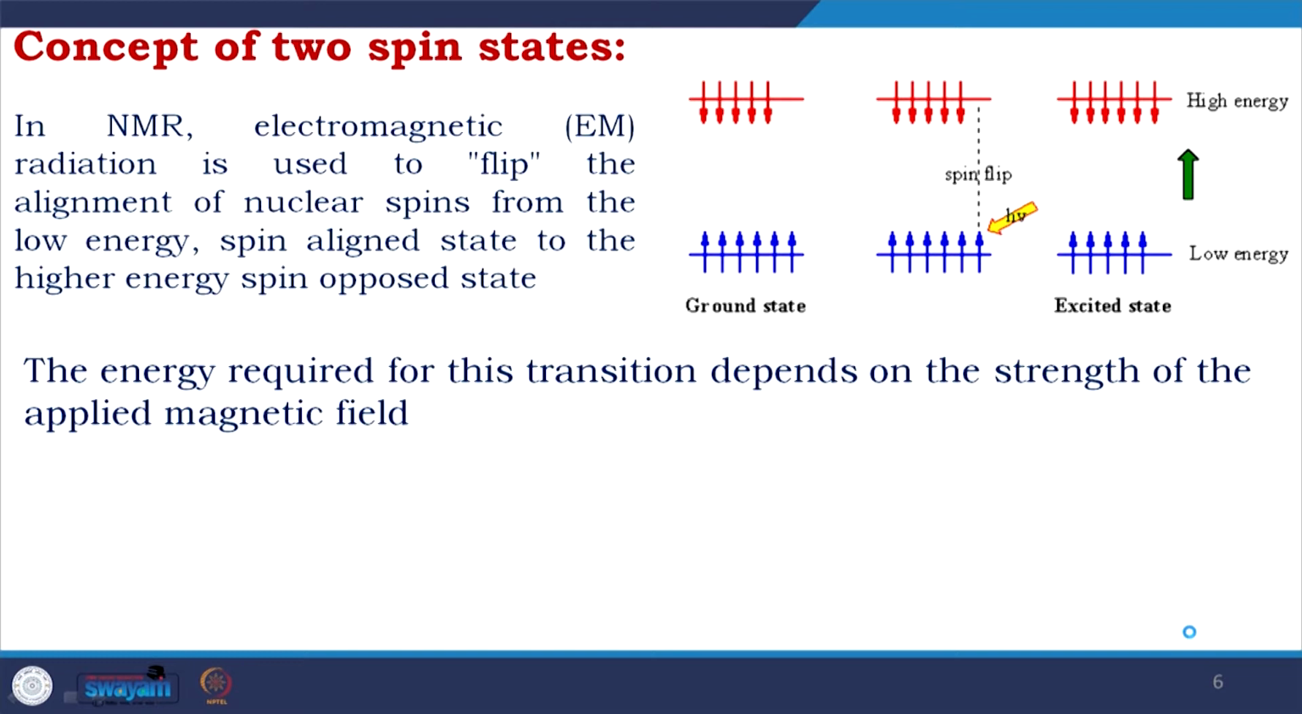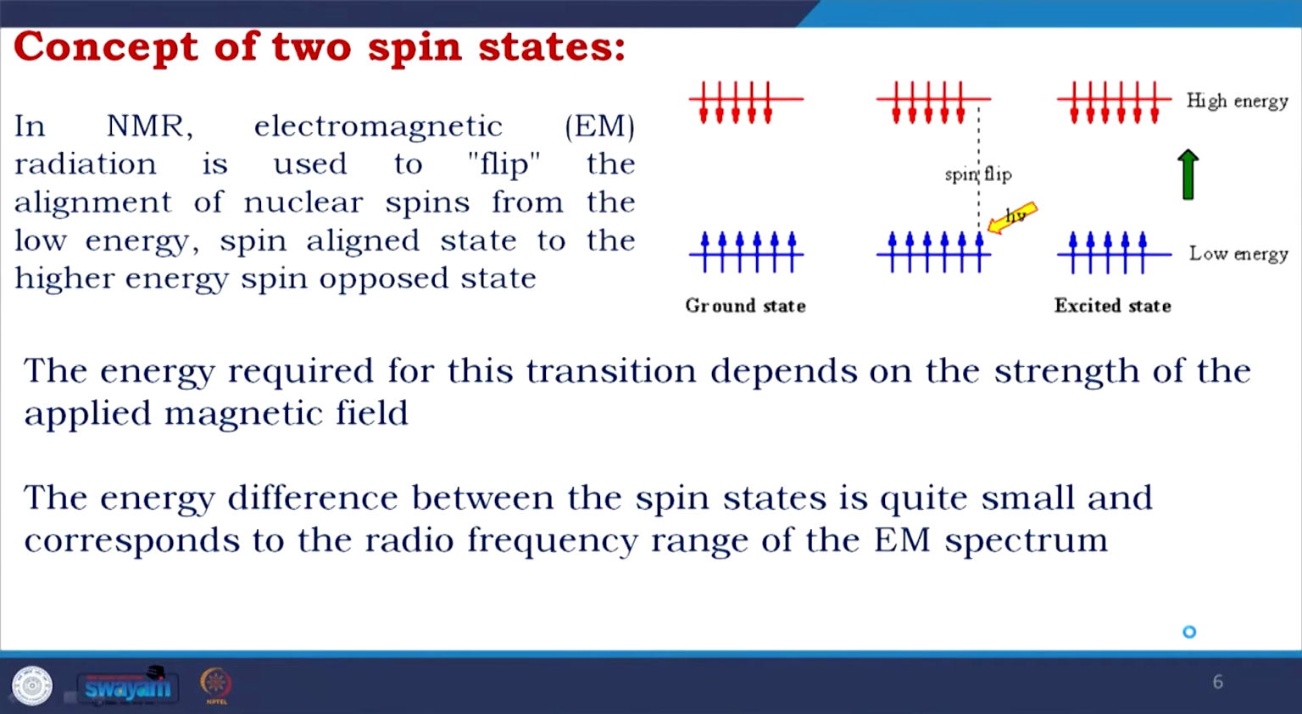The energy required for this transition depends on the strength of the applied magnetic field. So, here the applied external magnetic field has a very critical role, because the flipping depends on the amount of energy provided. The energy difference between the spin states is quite small and corresponds to the radio frequency range of the electromagnetic spectrum. We have talked about how NMR uses radio frequency, and this is one of the reasons.